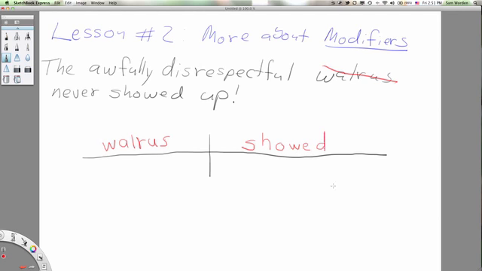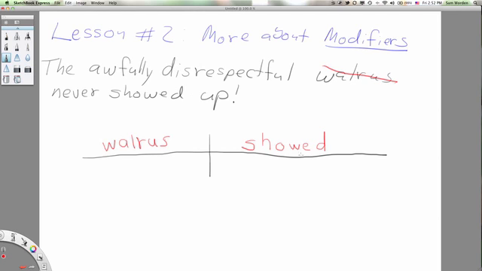How do we know that this works? Well, basically it works because this could be a sentence. Walrus showed. Doesn't mean much, but it means something, and it's a complete thought. However, it's not the complete thought that this sentence is trying to express. Why? Because of the modifiers. We need modifiers telling us, in fact, this almost says the opposite of the sentence without the extra words.